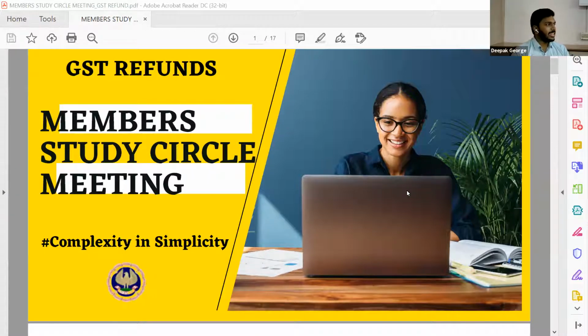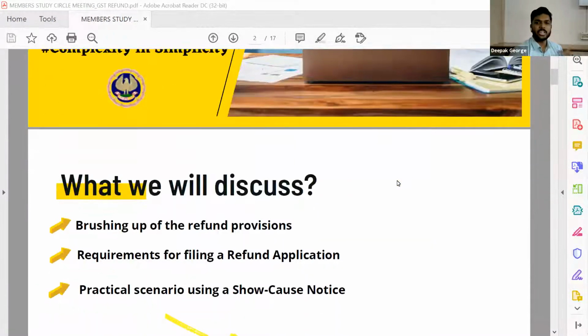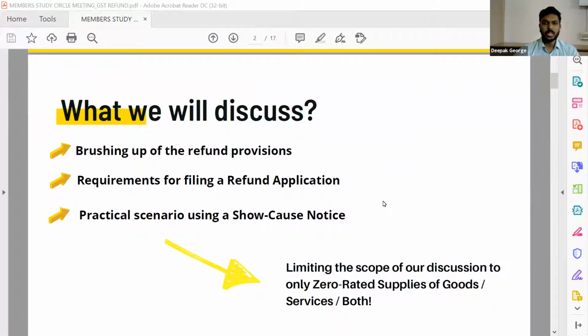If you actually read the act and the rules, it is all well drafted. It says that so-and-so authority should give refund within so-and-so time limits, but practically nothing is being followed. So in this particular study meeting, what we will understand is that first we will brush up on the existing provisions of the refund section of the GST law.